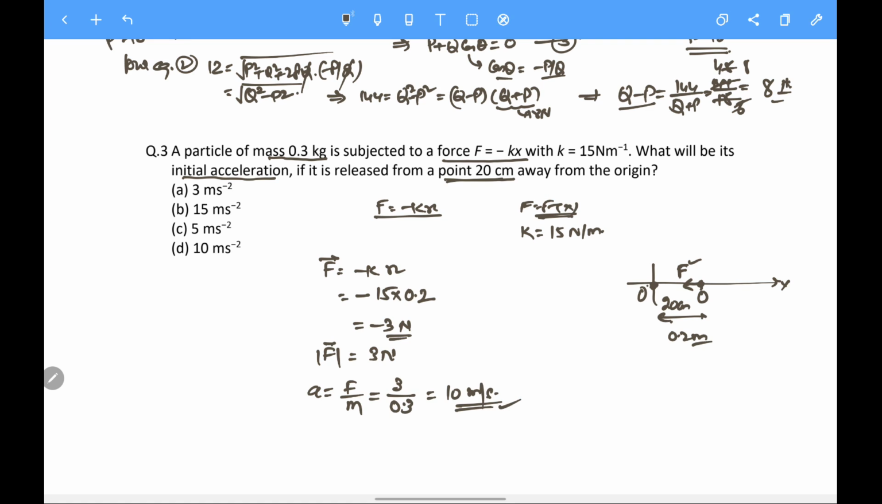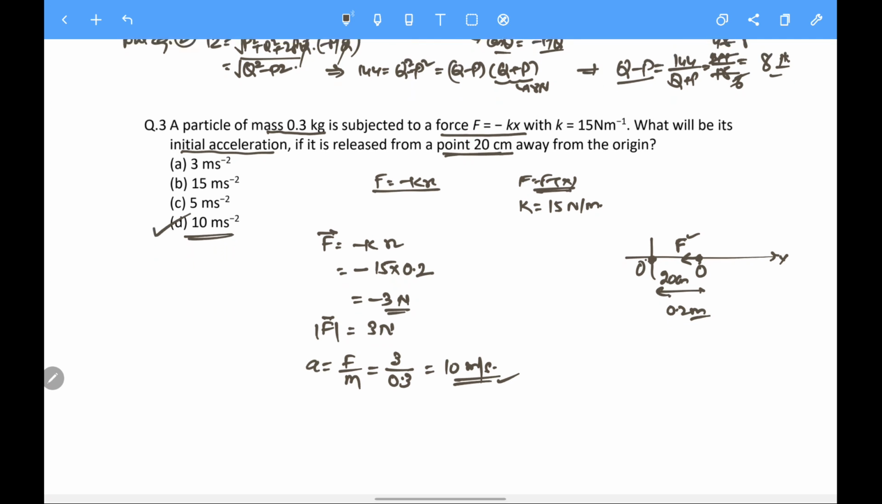This is the acceleration initially when it is released. So option D is correct.